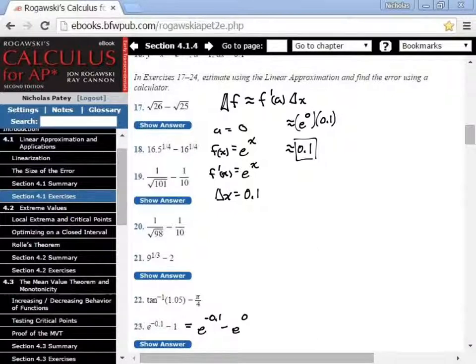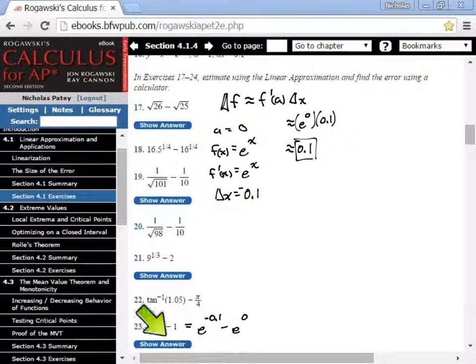It's negative 0.1 in the book. And actually, yes, thank you, Marwa. You're right. The change is negative because it goes down. It's when you guys are calculating the error that you have to keep it positive. So that's negative 0.1. Okay? All right. So that's our linear approximation.